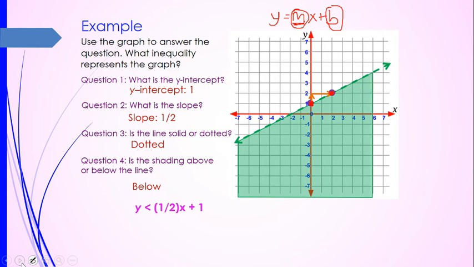So then finally we can write the inequality, right? We know the b is 1. We know the slope is positive 1/2. And now we know the inequality symbol that we need is less than.